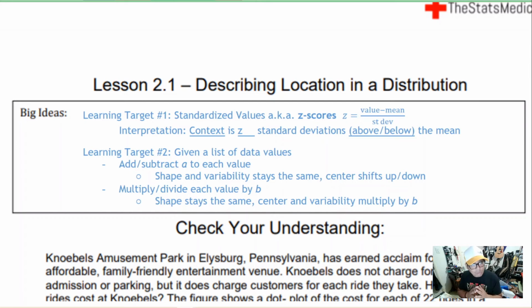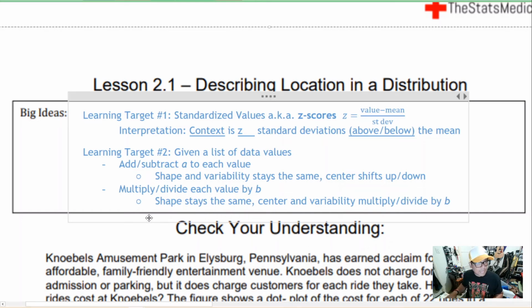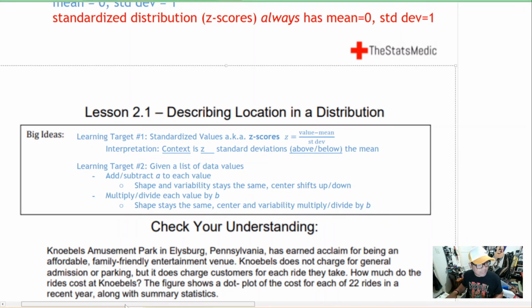Learning target number 2 is what happens if we add and subtract the same number to a list of values. Well, the shape and variability stay the same, and only the center is going to change. It's going to shift up and down. And if we multiply and divide by the same value b, the shape is going to stay the same, but the center and the variability will both be multiplied or divided by that same value of b. And once we get that, we can go to our Check Your Understanding section.